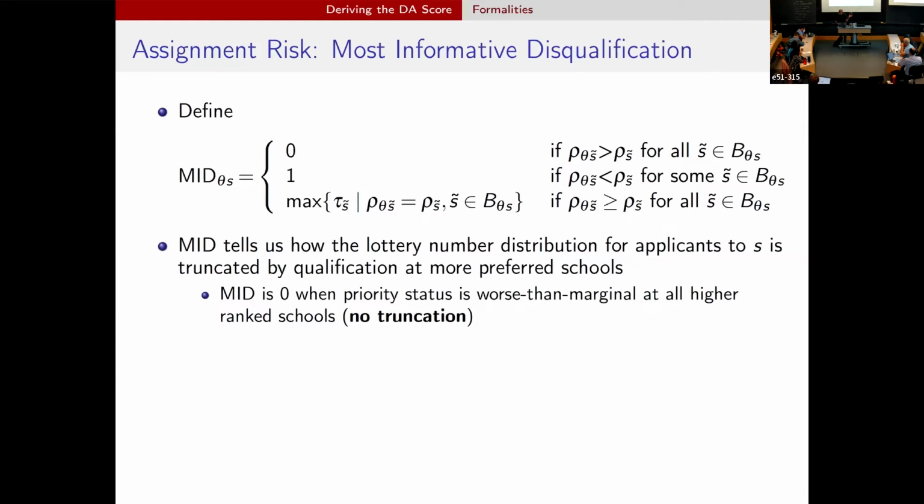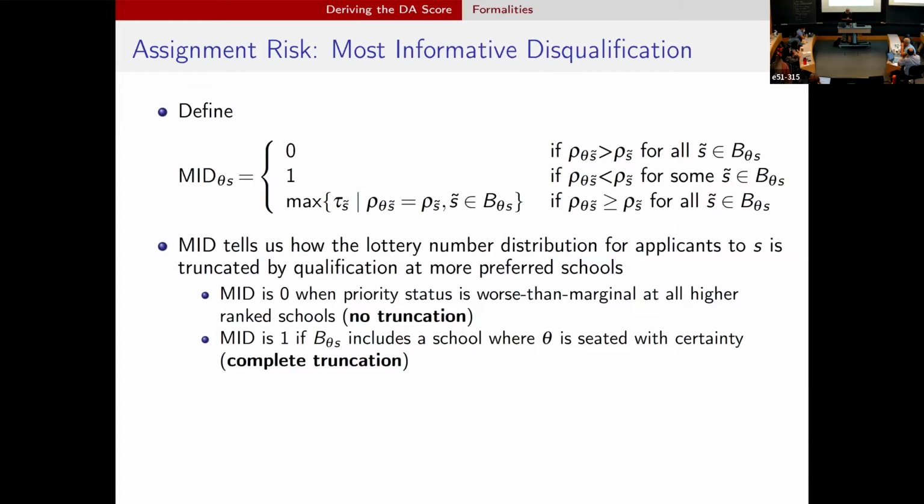Go back to the example where John applied to a school that does not admit anyone named John. There'd be no truncation from the fact that he got rejected from that school, because there was no way he could get into that school. The second case is when our most informative disqualification is equal to 1.